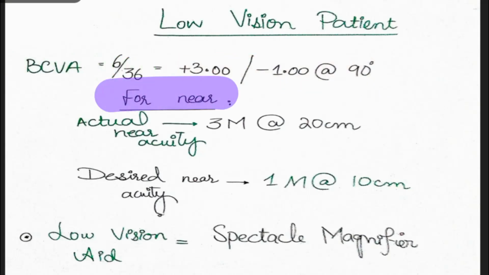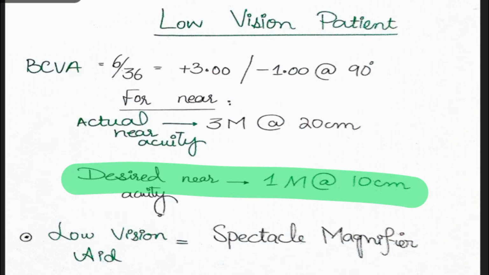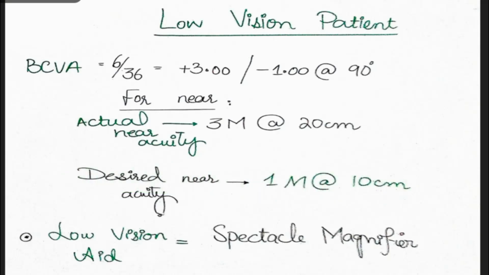And for near, using the M notation, the patient's visual acuity for near is 3M at 20 centimeters, right? And he wants to read 1M notation font letter or 1M line on the M notation chart at the distance of 10 centimeters, because he says my laptop work or my mobile work or my document work, any work which he does or wants to do at near requires the font size of approximately 1M line and at the distance of 10 centimeters.